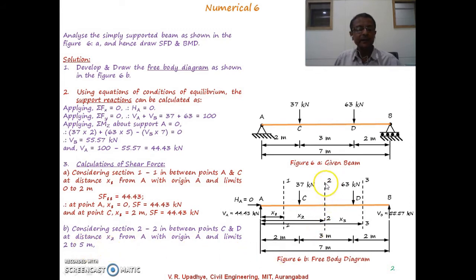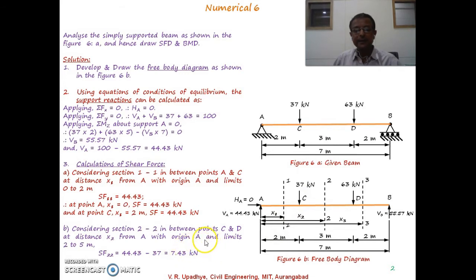So now if we consider the left part of section 2-2, we are having two different forces. One is the reaction at A, and another is this 37 kilonewton force. So the equation becomes SF22 as 44.43, and as we are considering the left part of the section, upward will be positive and downward will be negative at the left of a section. So now the equation becomes 44.43 minus 37, and that will give us 7.43 kilonewton.